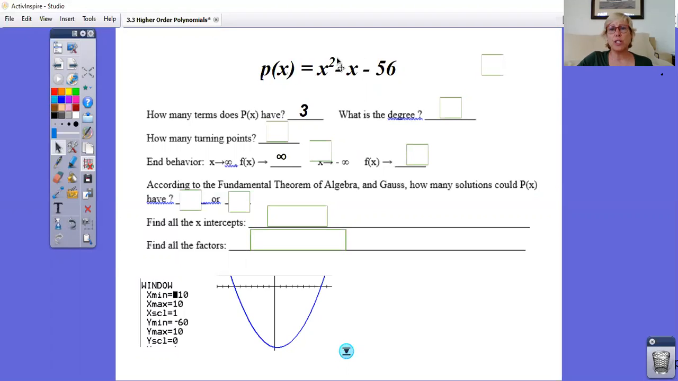The degree is the largest exponent that you see, so this is going to be a degree 2. You always want to write your polynomial in descending order of the exponents. That's called standard form. So that's why I have my largest exponent, or my degree, first. Turning points. A turning point is going to be a minimum or a maximum. It's where the curve changes from decreasing to increasing, or from increasing to decreasing. And if you compare the degree to the number of turning points, the number of turning points is always one less than the degree.